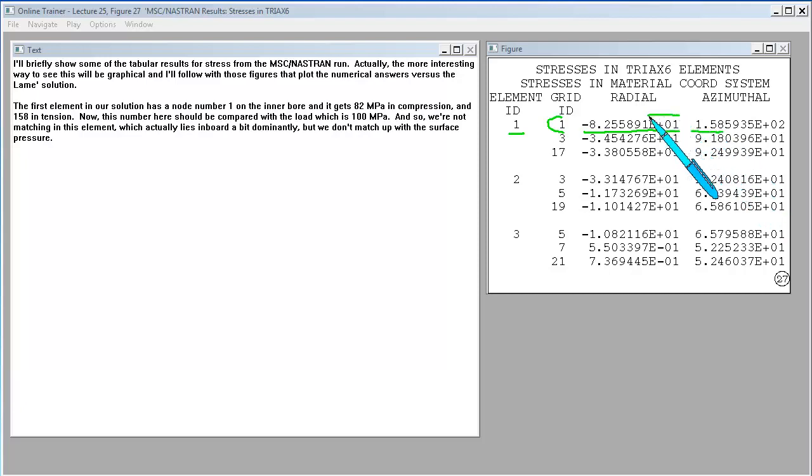Now, this number here should be compared with the load, which is 100 megapascals, and so we're not matching in this element, which actually lies inboard a bit dominantly, but we don't match up with the surface pressure.